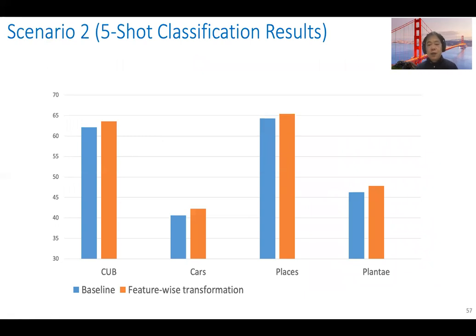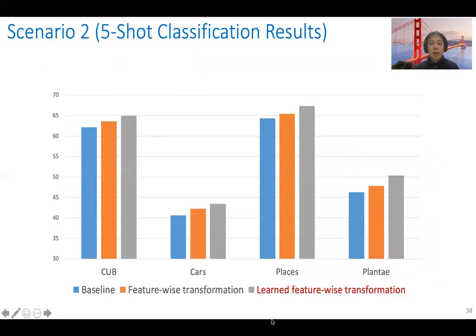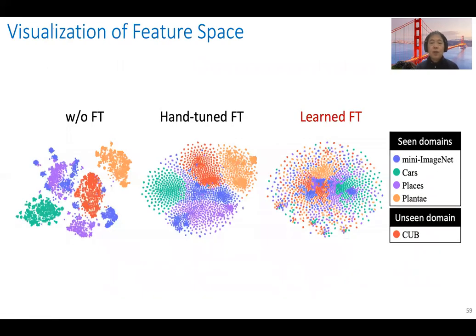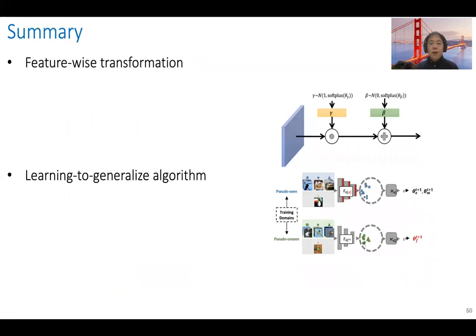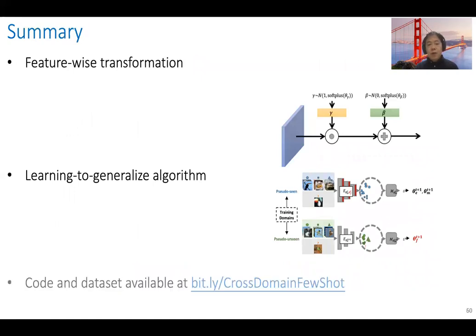You can look up our paper for that. Basically the main idea is that with learning to learn feature-wise transformation, we can achieve better results. We also have some visualization results in the paper. The code, dataset, and trained model are available on our website, so please look it up. And there is some more analysis and derivation in the paper.